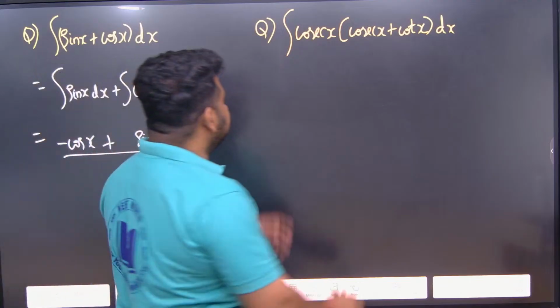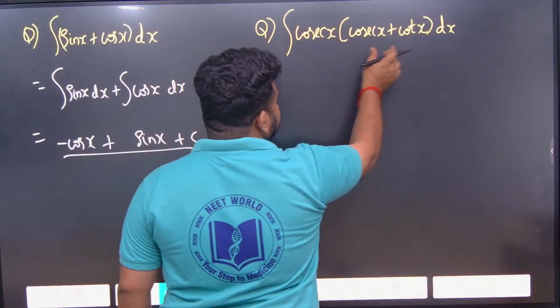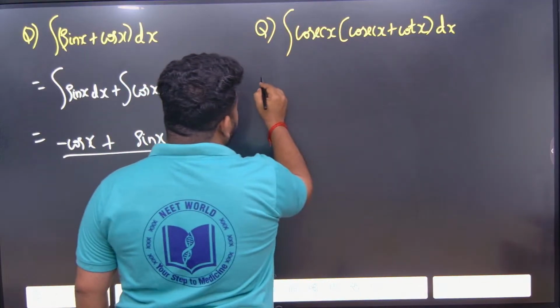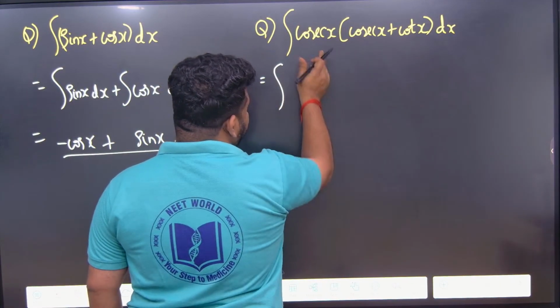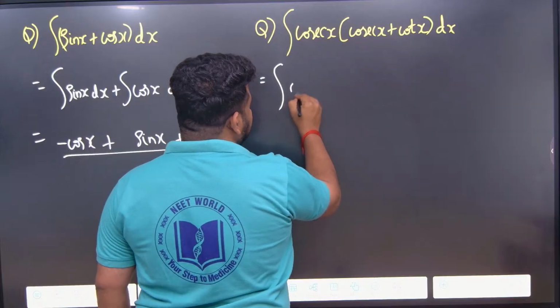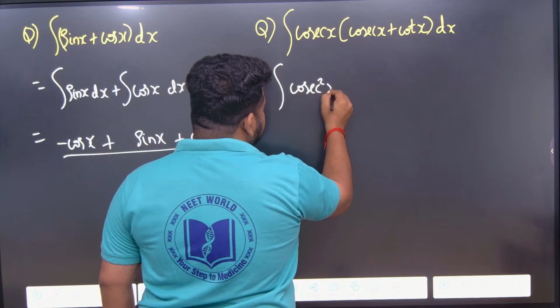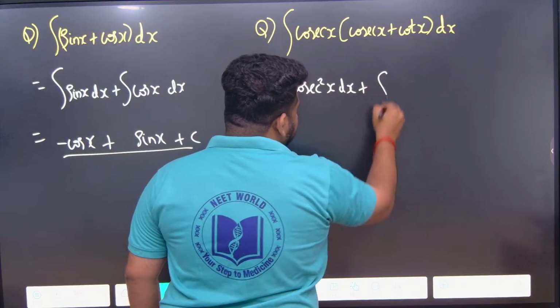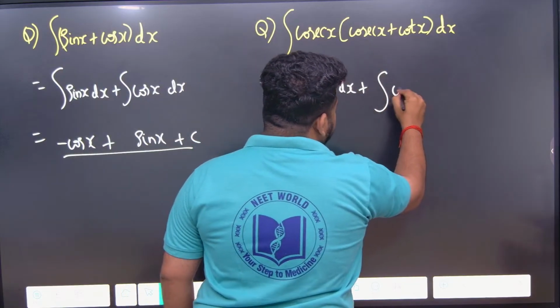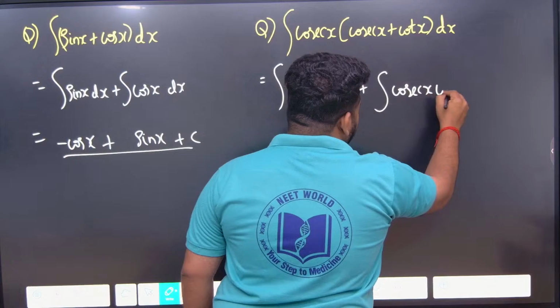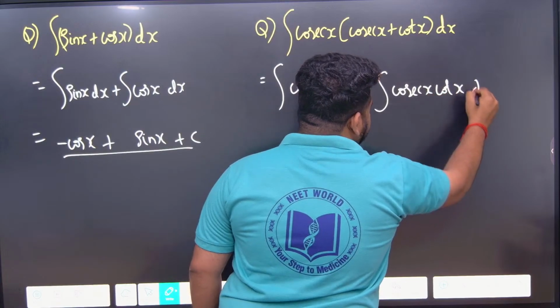Clear? Now see here what we are given: cosecant x into cosecant x plus cot x. So what we will do? We will modify this. Cosecant x into cosecant x will give cosecant square x dx, plus cosecant x into cot x. I am just multiplying this. Cosecant x cot x dx.